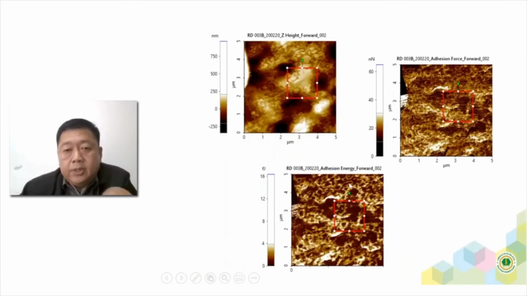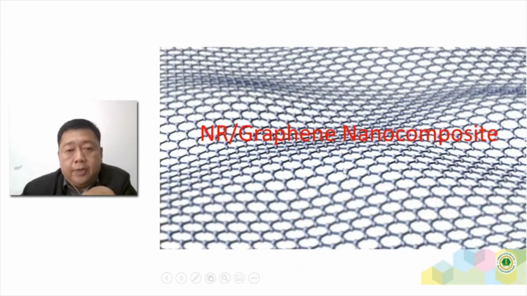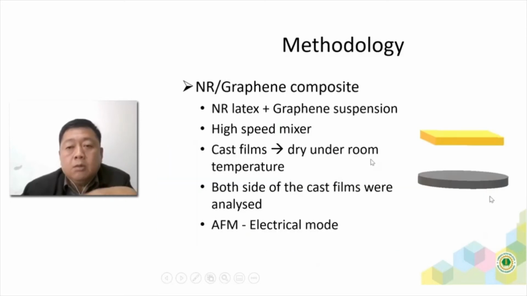Okay, this is the commercial sample. Let's go back to our in-house nanocomposite using graphene and natural rubber latex. How do we prepare this material? Of course, we have natural rubber latex, and we also bought some graphene suspension. We add these two together at a certain percentage, then use a high-speed stirrer, or high-speed mixer, and mix for 1 hour. We cast the film into a mold and let it dry at room temperature overnight. Sometimes if your film is too thick, it might take 1 more day.